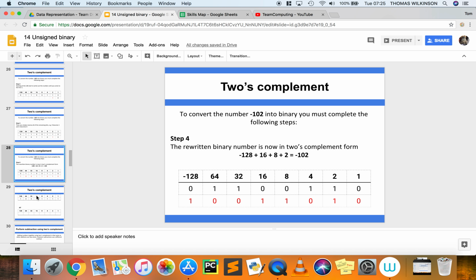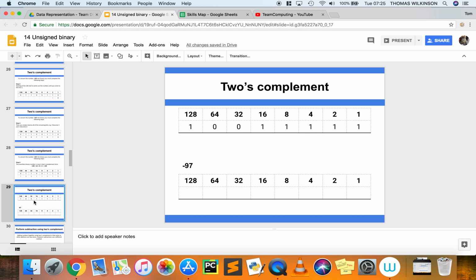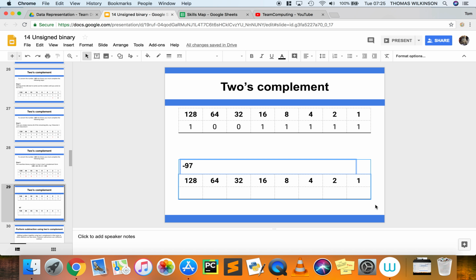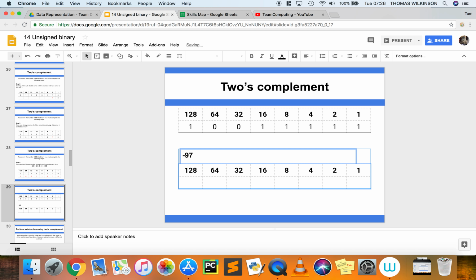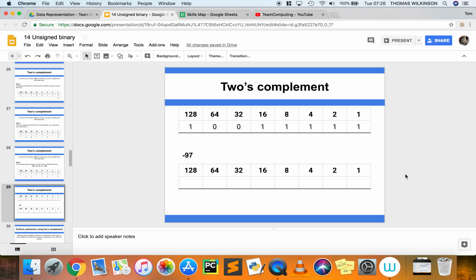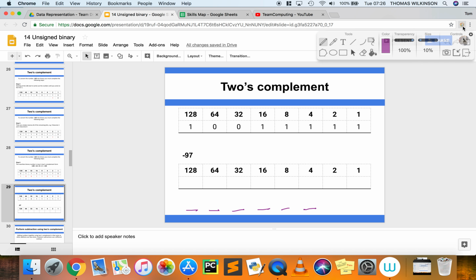So now there's a couple for you to practice and do here. I'd like you to have a go at converting the binary number 1001111 into its decimal form, and then I'd like you to do the same for minus 97, but this time from decimal into binary. So pause the video now, have a go at them both, and then I'll explain the method to them.